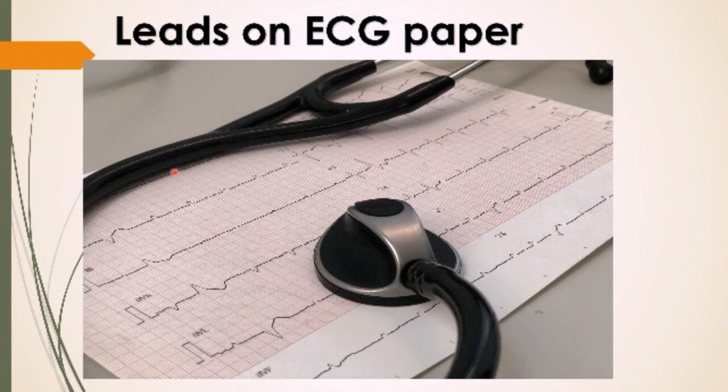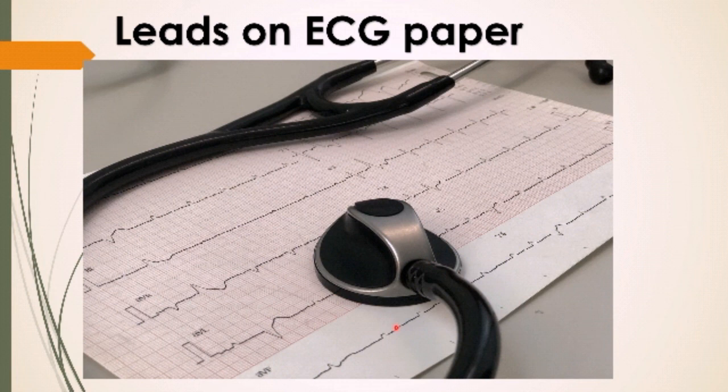Here is lead 1, the first bipolar limb lead. Then lead 2, the second bipolar limb lead. Lead 3, or third bipolar limb lead. Then we see there are 3 unipolar limb leads. There is AVR, or augmented voltage right arm, AVL, augmented voltage lead on the left arm. Then AVF, augmented voltage left foot lead.